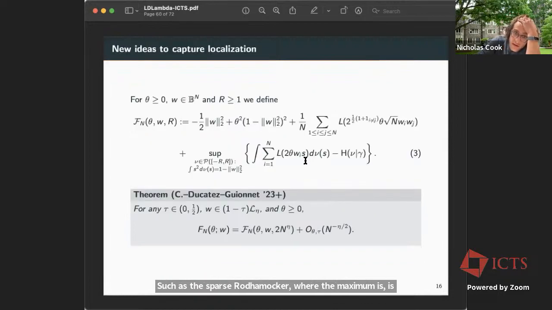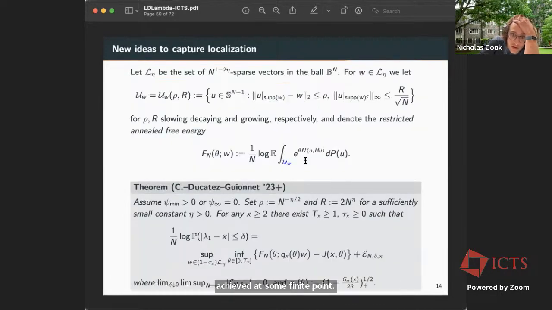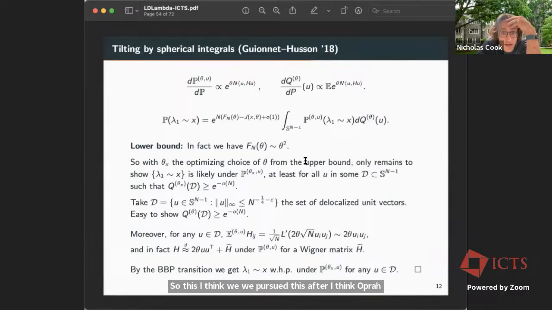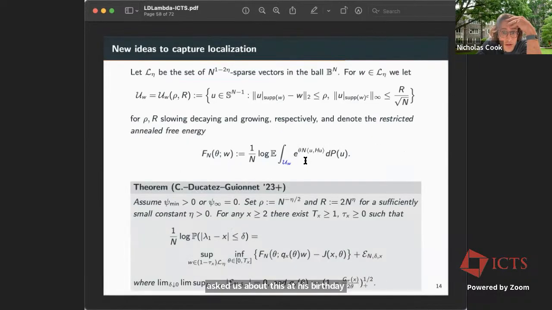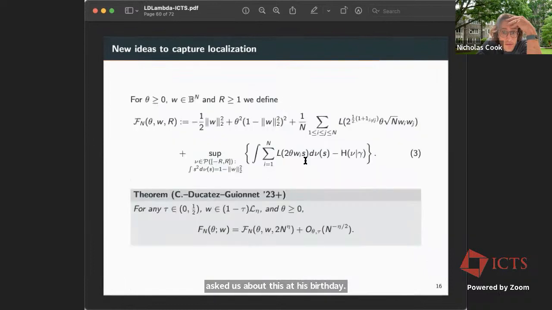And this comes from working with this expression. I think we pursued this after Ofer asked us about this at his birthday. Where is the expression? Yeah, so you have the rate function, our theorem gives this independent formula for the tail. All right, so we also have to take the difference with this quenched free energy.